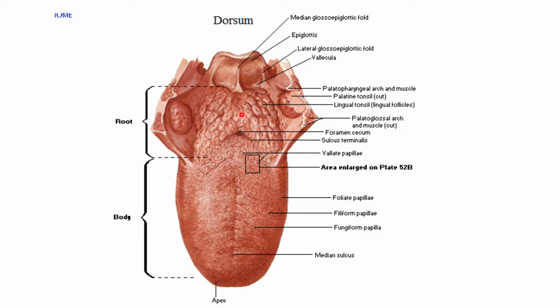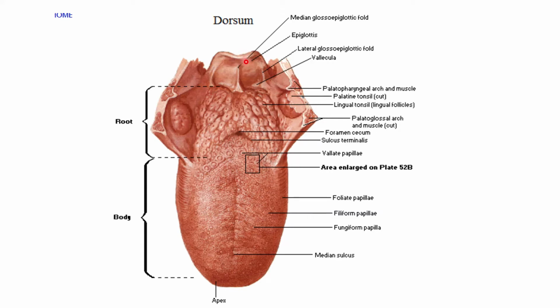This is the base of the tongue, which is directed backwards, and it is the base of the tongue which lies in the oropharynx. The base is formed by the posterior 1/3 of the tongue as shown here. So the posterior 1/3 of the tongue itself makes up the base or the root of the tongue. This base of the tongue is in contact with the epiglottis present here.